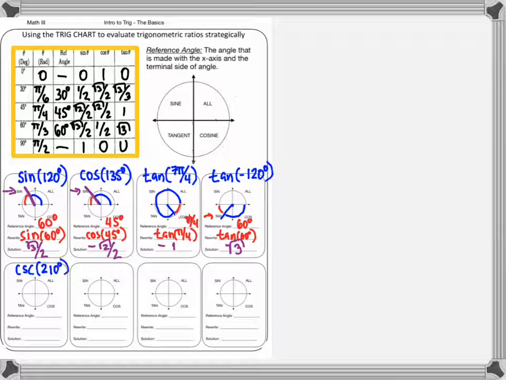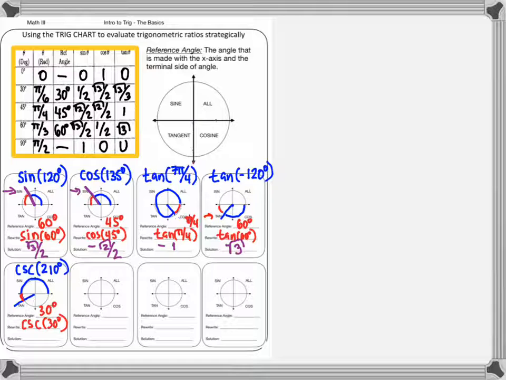Okay, so let's take a look at the cosecant of 210 degrees. If we're looking at 210 degrees, we know that it is going to be roaming all the way over here. And there we go. For our reference angle, it's going to be this guy right here. So the reference angle is going to be 30 degrees, so we rewrite this as the cosecant of 30 degrees.